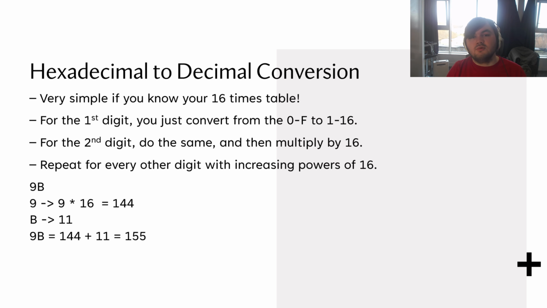Converting from hexadecimal to decimal is similarly easy. Start off with your hexadecimal value, 9B, and now split each digit from the other and convert it to its decimal equivalent. So 9 is fine, and B we convert to 11. Now all you have to do is multiply the left digit by 16, 9 times 16 is 144, and add that to your rightmost digit, which is 11, and together we get 155.